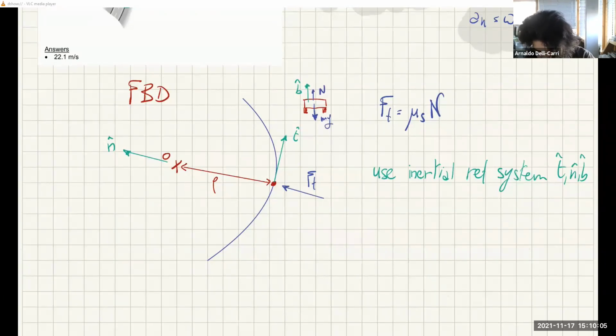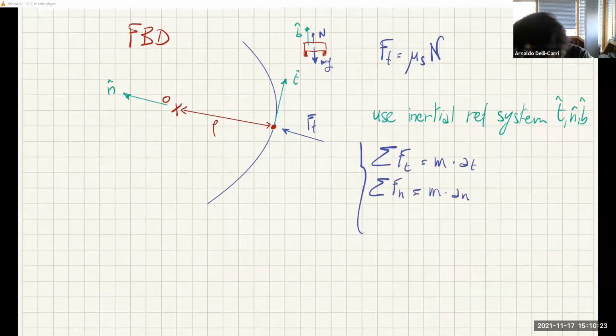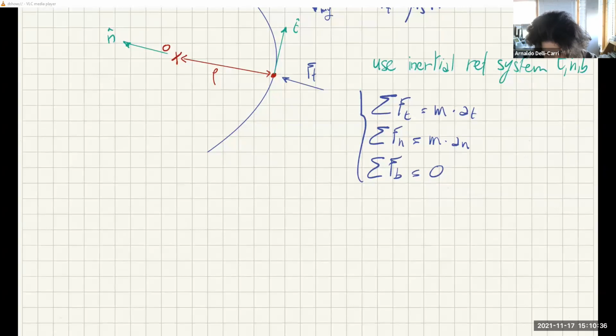So if you use this, we can split the forces. Sum of forces along T is the mass times tangential acceleration. Sum of forces along the normal direction is the mass times the normal acceleration. And remember, since we are not leaving the path, sum of forces along the binormal direction is 0. This is last week's. So let's just explicitate these three.